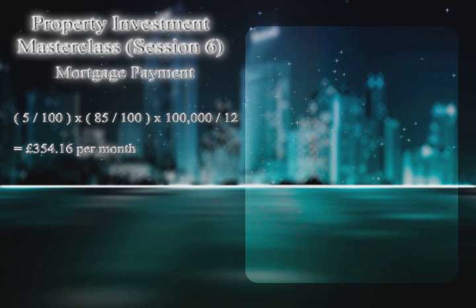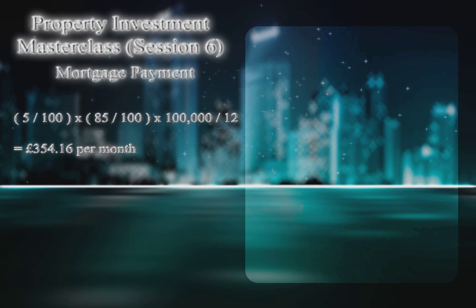Now if you wanted to work out the profit you would make off that, then that's simply the rent minus the mortgage payment. So let's just say, for example, the rent was 500, then you would do £500 less £354.16, and that will give you the profit of £146 roughly.